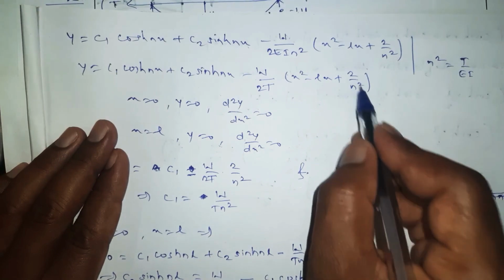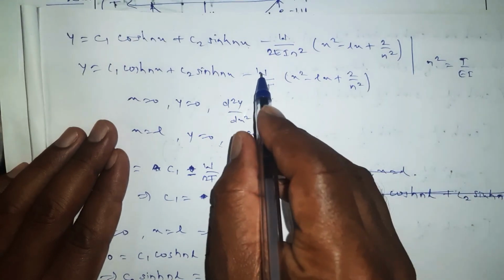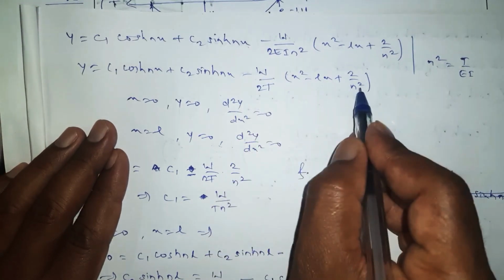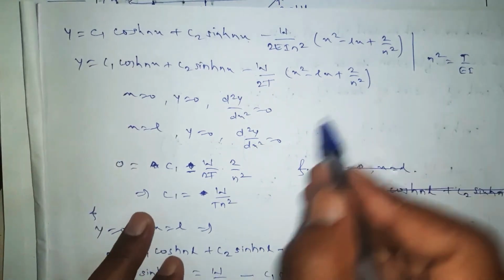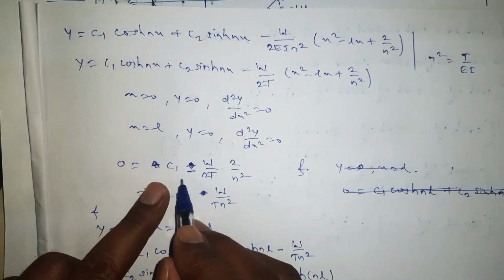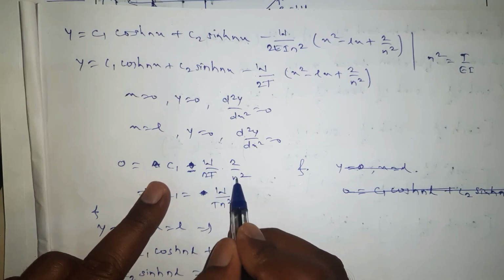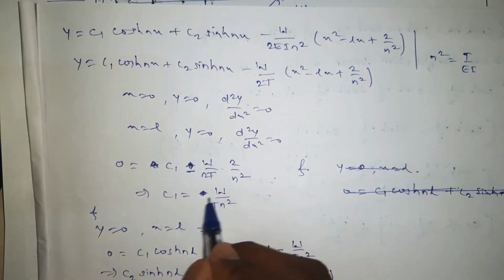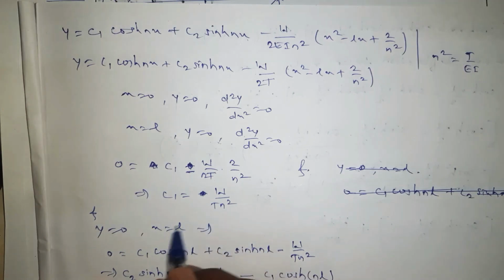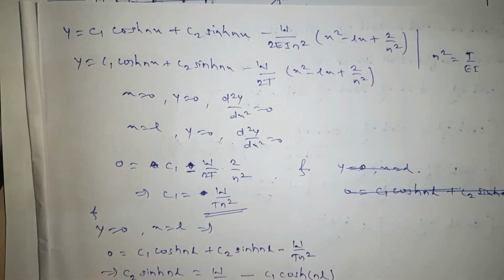What remains? Only 2 upon n square. 2 gets cancelled, I get w upon t n square, right? So I am writing here, 0 is equal to c1 minus w upon 2t into 2 upon n square. 2 gets cancelled, the value of c1 is w upon t n square. So my first job is over, the value of c1.